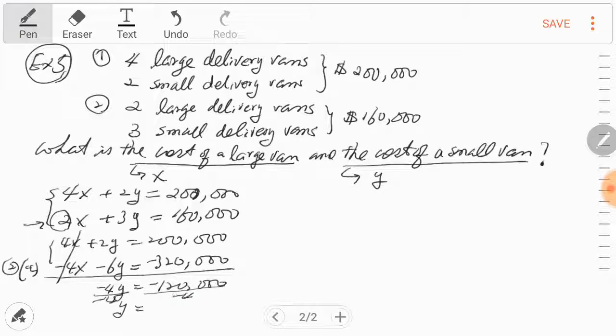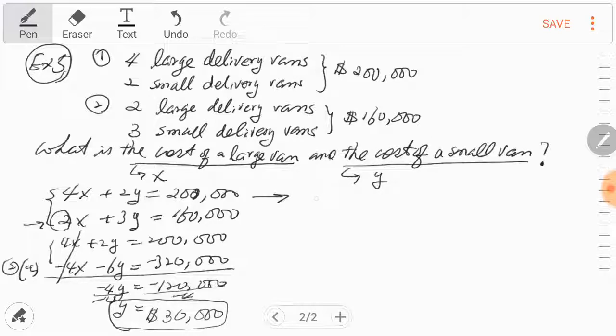Negative 4. Then the value of y is $30,000. So the cost of a small van is $30,000. Then let's find x. Okay, you can try. Okay, let's try the first equation. Doesn't matter, any equation is fine.